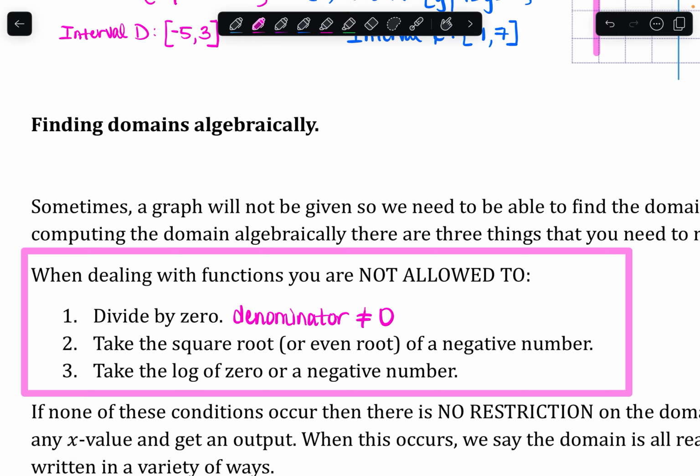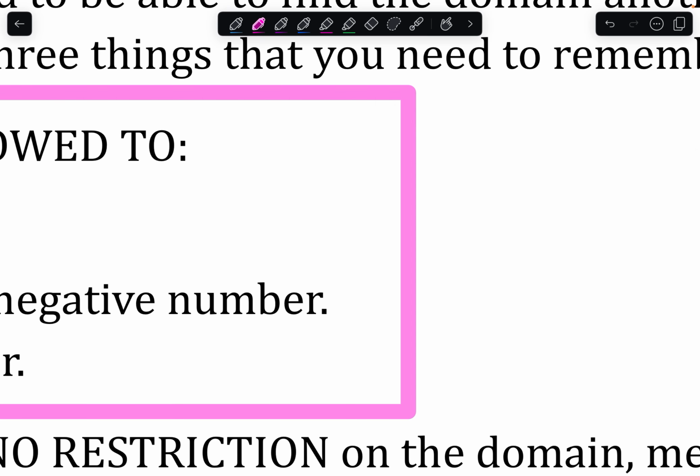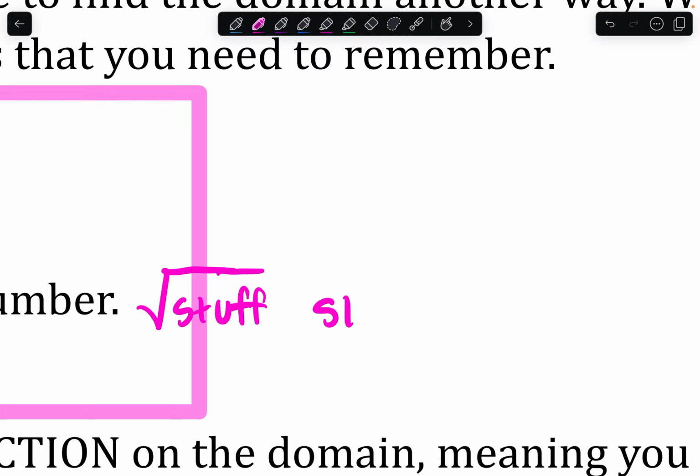Second thing you're not allowed to do is to take the square root. I did put even root in parentheses because it works the same if it's a 4th root, but square root's the most common one. We cannot take the square root of a negative number. So if I have a square root, the stuff under that square root, I'm just going to call it stuff. It's technically called the radicand, but stuff works too. That stuff up under your square root cannot be negative, which means it must be greater than or equal to 0.